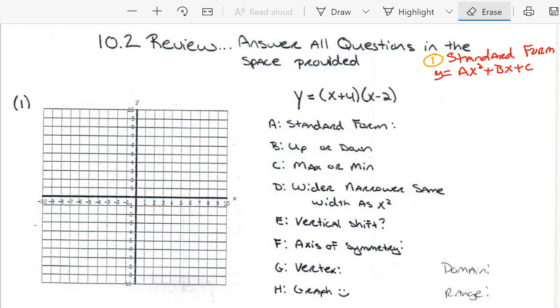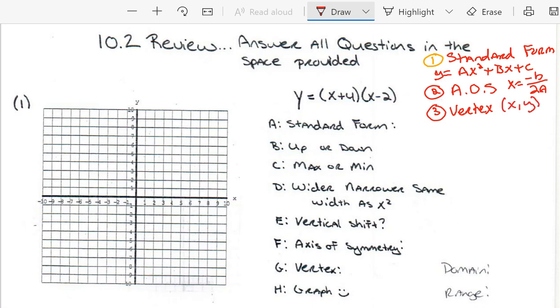Anyway, the next thing you want to do is find your axis of symmetry. And the axis of symmetry you get by using the formula: it's negative b over 2a. The third step you want to follow is to find the vertex. And the vertex is the point x, y. And you get that by plugging in x to get y.